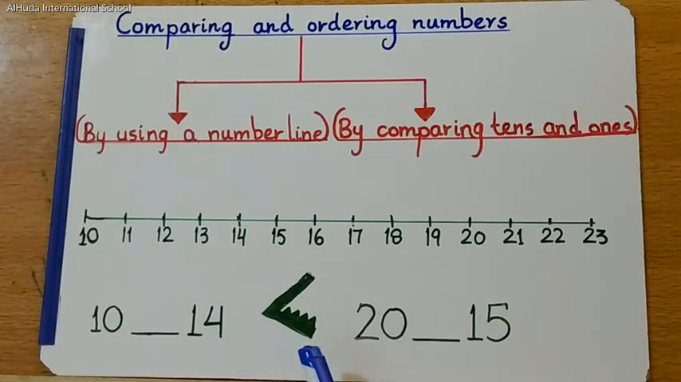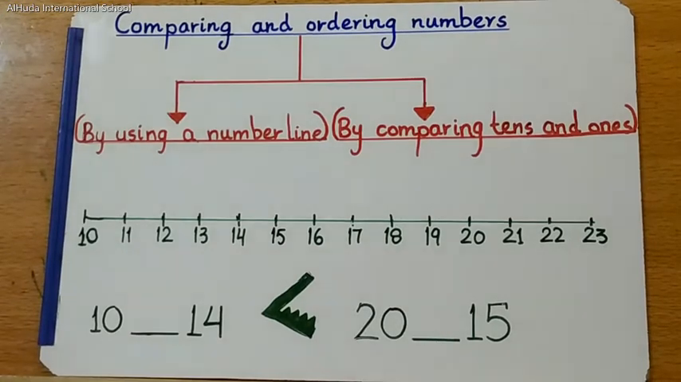Now look at this sign and think of this symbol as a hungry crocodile, a very hungry crocodile who likes to eat only the greater numbers, the big numbers. It does not like to eat small numbers. It only likes to eat great numbers. Let's solve this example first.